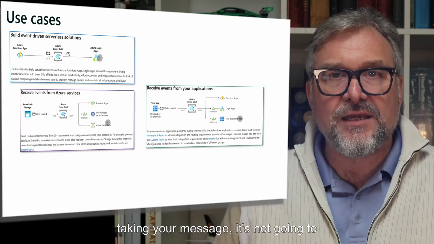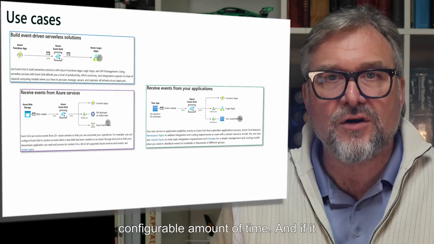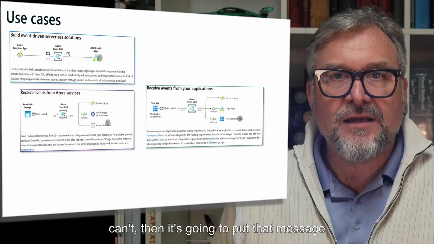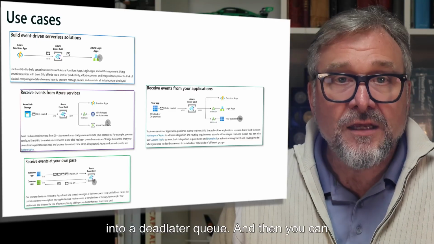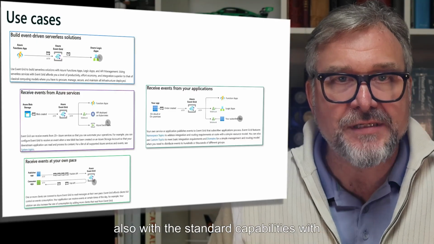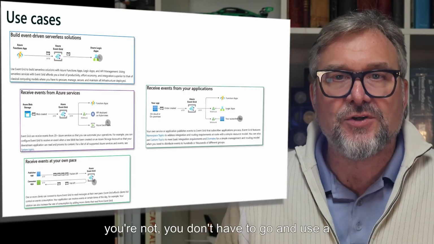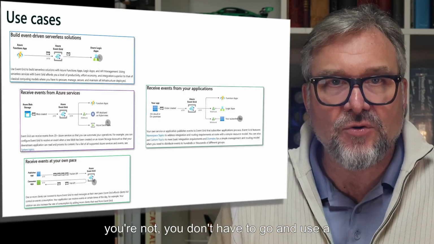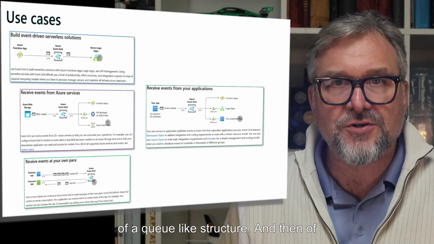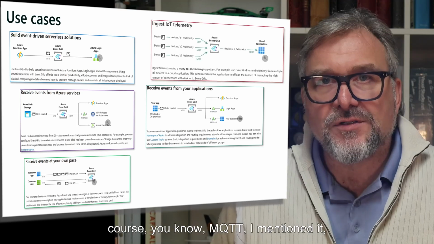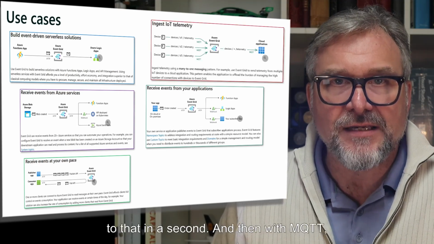So Event Grid takes your message, it's not going to lose it, and it's going to try for a configurable amount of time. And if it can't, then it's going to put that message into a dead letter queue. And then with the standard capabilities, with the new namespace, you can also receive events at your own pace, which means you don't have to use a webhook. You can pull them out of a queue-like structure. And then, of course, MQTT, I mentioned it, ingest IoT telemetry. We're going to get to that in a second.